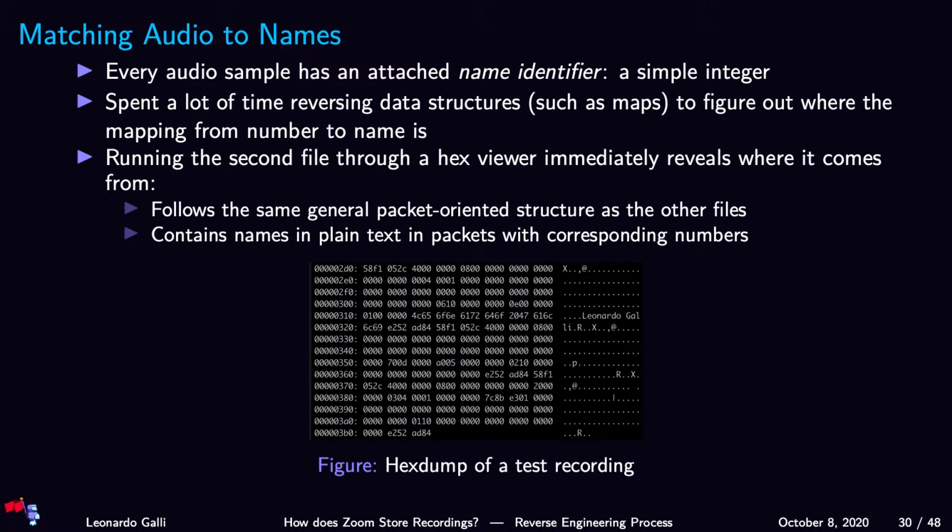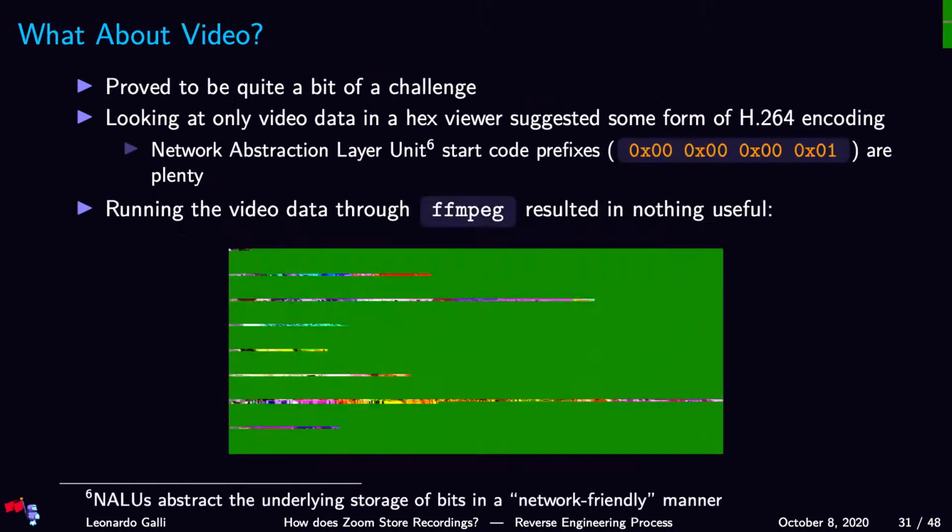So I spent a lot of time reversing maps and stuff like that in the binary, basically a waste of my time, because I just ran the second file through a hex viewer, and, oh, this is my name here. Oh, it's next to the number I was looking for. Great. And since the file also follows the same, well, not exactly the same, but similar packet format, I was quickly able to actually get the useful mapping out of this. And I also guessed some fields of those packets, and that worked out well.